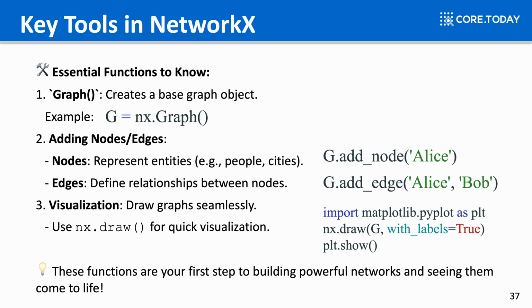First, the graph function is where everything begins. It's essentially giving birth to your graph universe, and you populate it with nodes and edges. Think of nodes as the actors in your story: people, locations, molecules, whatever you're analyzing. Edges, on the other hand, are the relationships between those actors. And visualization, that's like getting a bird's eye view of the entire drama. By the end of this section, you'll be ready to create, manipulate, and visualize your own graphs, all while feeling like a true network scientist.